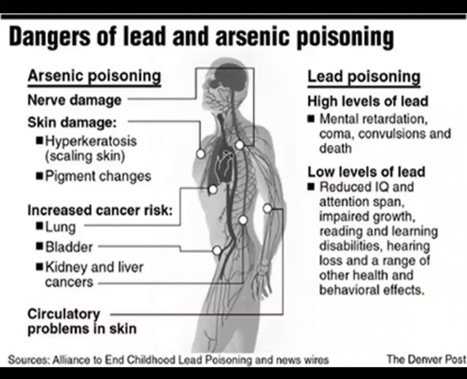What are the dangers of arsenic poisoning? Nerve damage, skin damage, cancer, circulatory problems. Of course, aside from arsenic, we also have lead poisoning. And lead can also be released from the processes of mining and can come with the mine tailings.